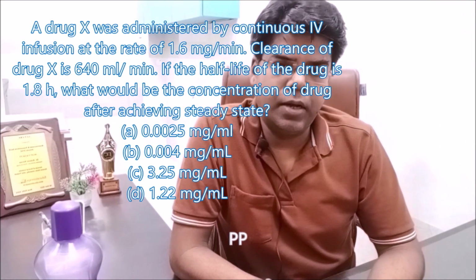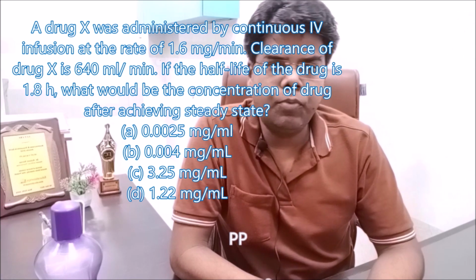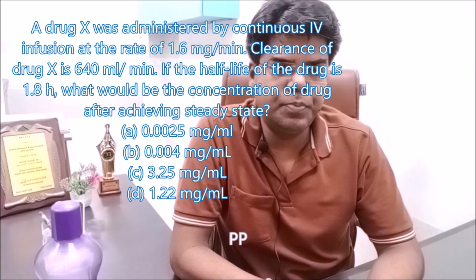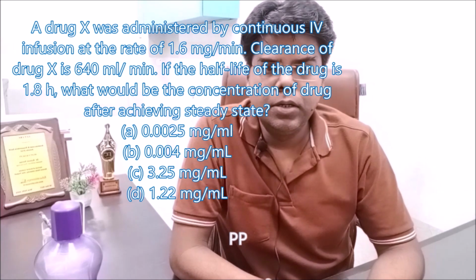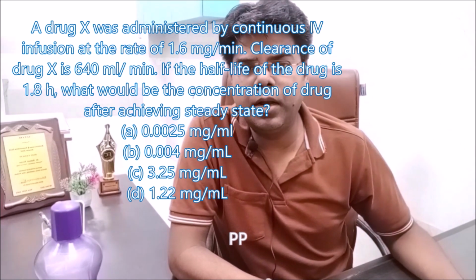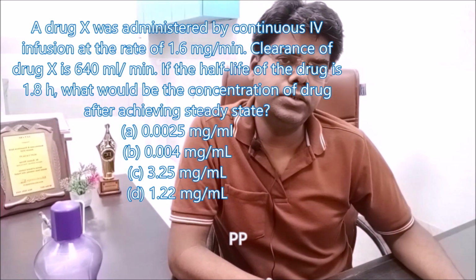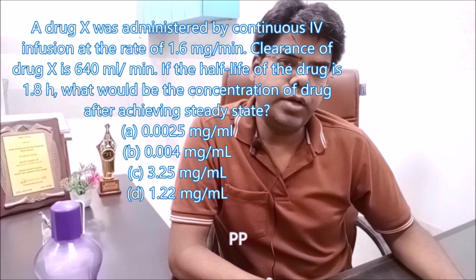0.0025 mg per ml, option B 0.004 mg per ml, option C 3.25 mg per ml, and option D is 1.22 mg per ml. So well, let's solve this question.